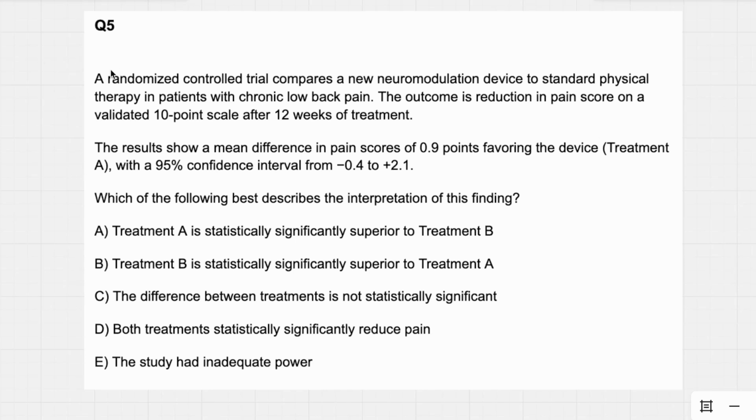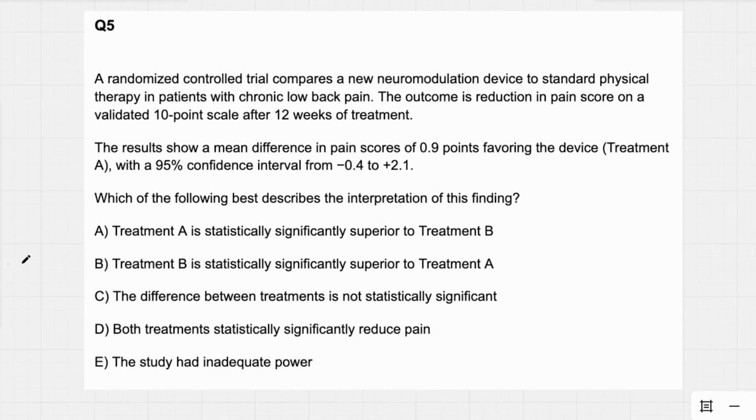So let's go ahead and just read through the question. An RCT compares a new neuromodulation device to standard physical therapy in patients with chronic low back pain. The outcome is reduction in pain score on a validated 10-point scale after 12 weeks of treatment. Wow, that means nothing to me. The results show a mean difference in pain scores of 0.9 points favoring the device. Treatment A, okay, with a 95% confidence interval from -0.4 to +2.1. Okay, how do you interpret that?